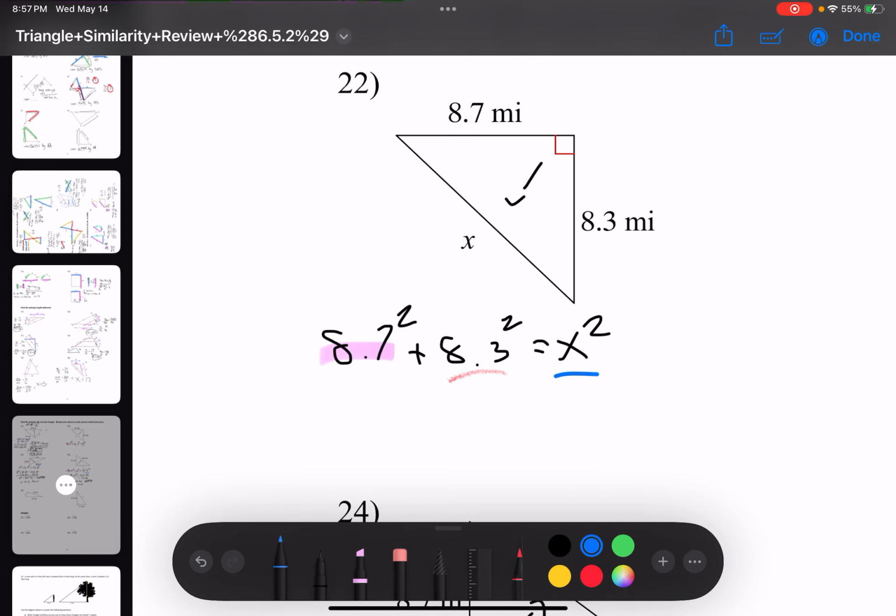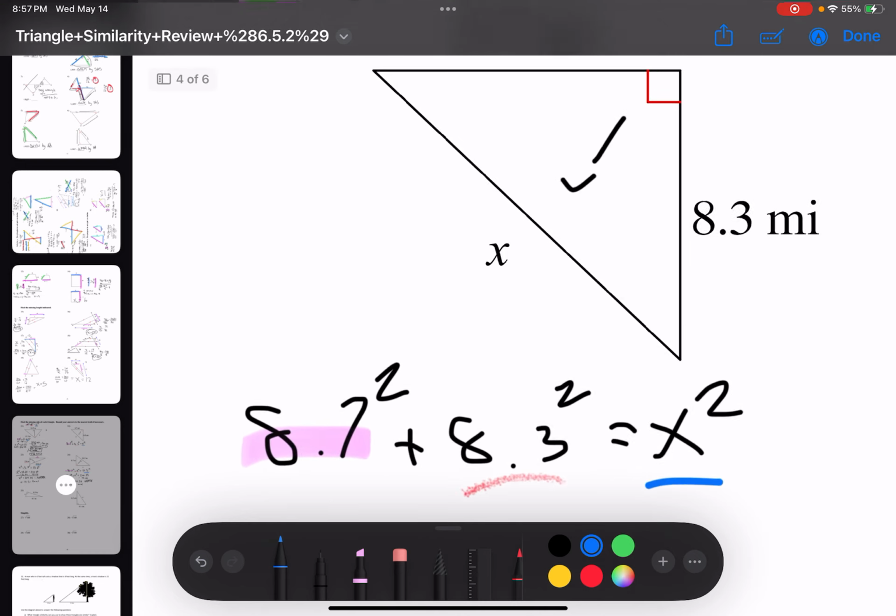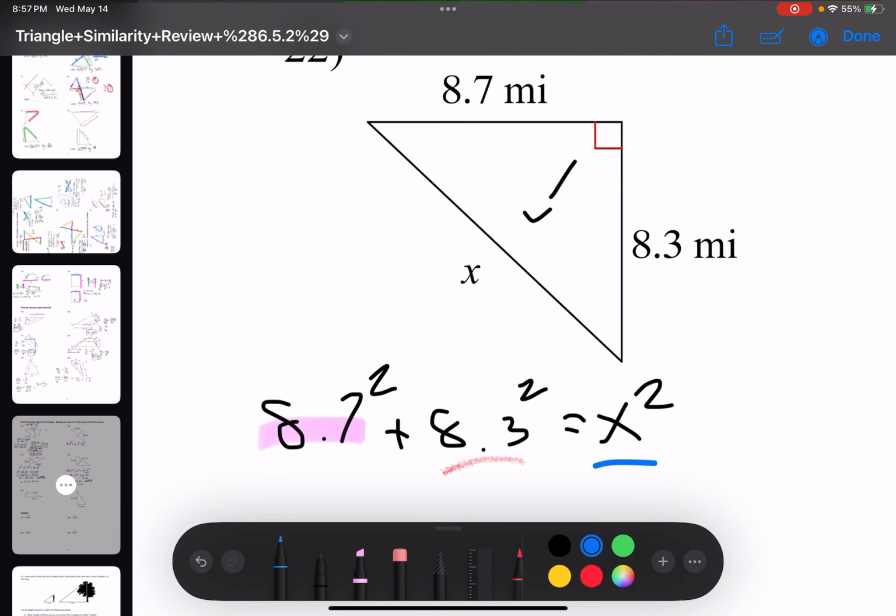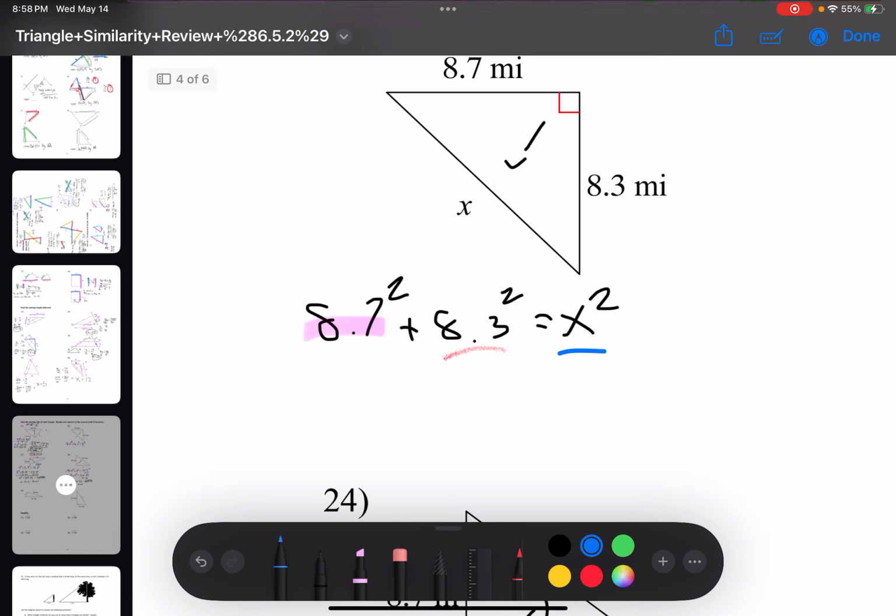Mind you, there's no specific order to put your A or your B in. You can choose your 8.7 to be your B. You know what I mean? I'm just doing whatever, as long as your C squared is whatever that arrow points to. Okay, anyway, so get back to work.